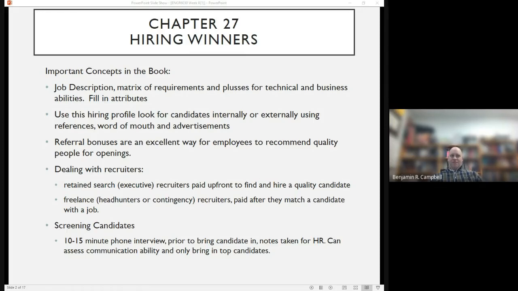Then there's the freelance headhunters, which work on contingency. These recruiters only get paid after they match a candidate with a job, where they will suggest people for you to interview. And if you choose one of the people that they've suggested to you, then they get paid a portion. Typically, it's set up as a percentage of that person's first year salary.